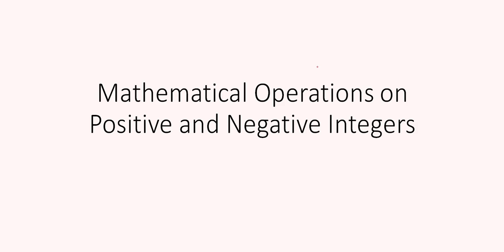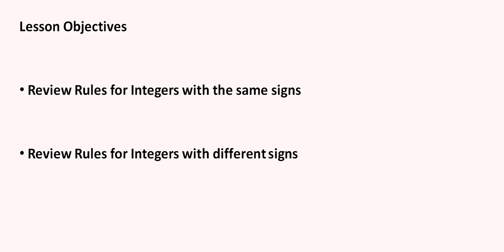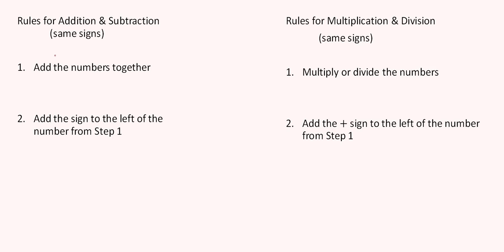Let us examine mathematical operations on positive and negative integers. We're going to review rules for integers with same signs and also for integers with different signs. Now, when it comes to addition and subtraction, when the signs are the same, you add up the numbers and then add the sign to the left of the result of the addition. When you're multiplying and dividing, if the signs are the same, just multiply or divide the numbers and the result is always going to be positive.